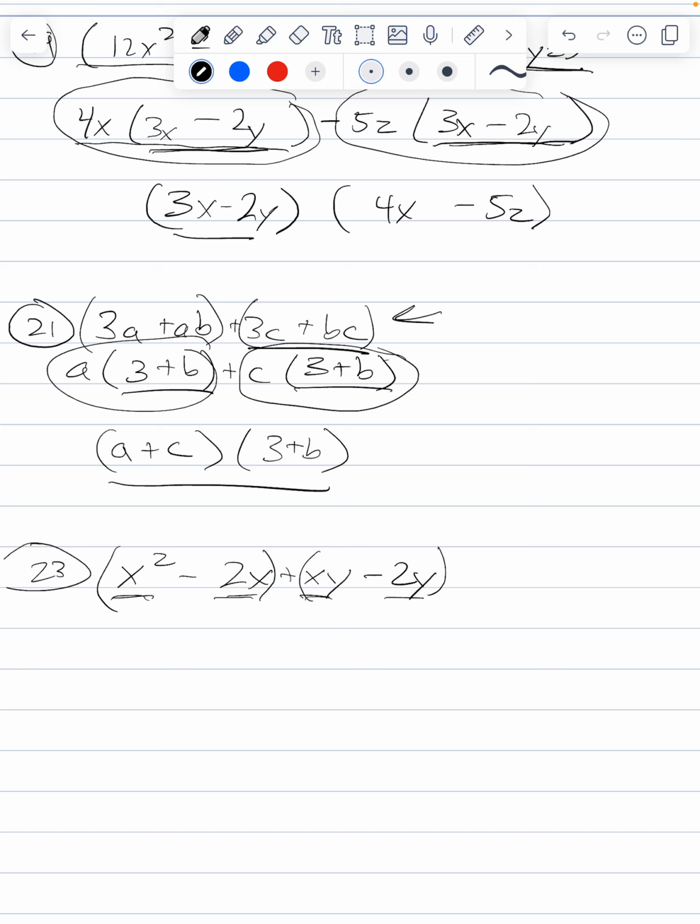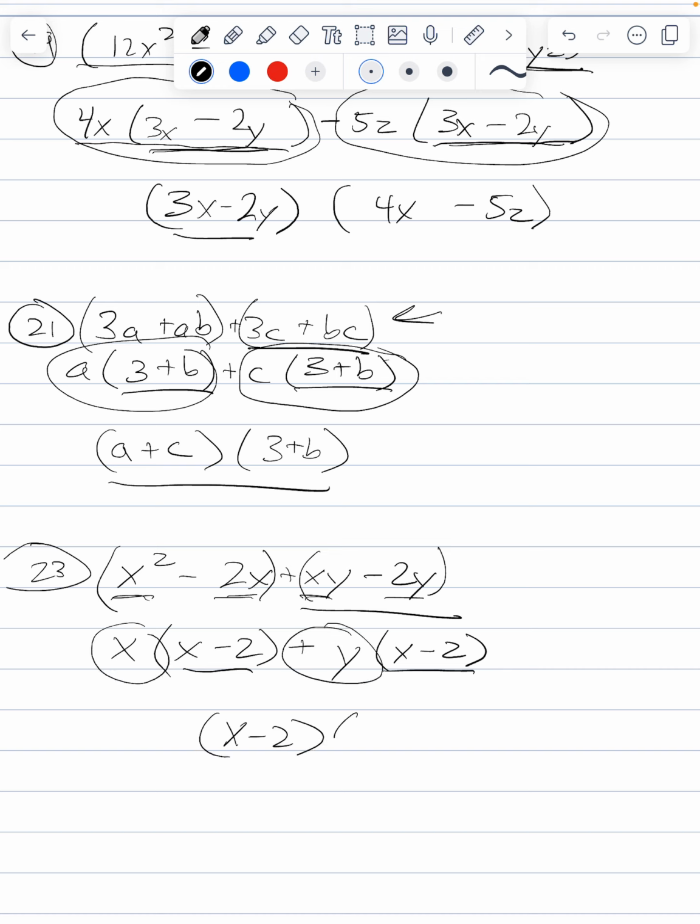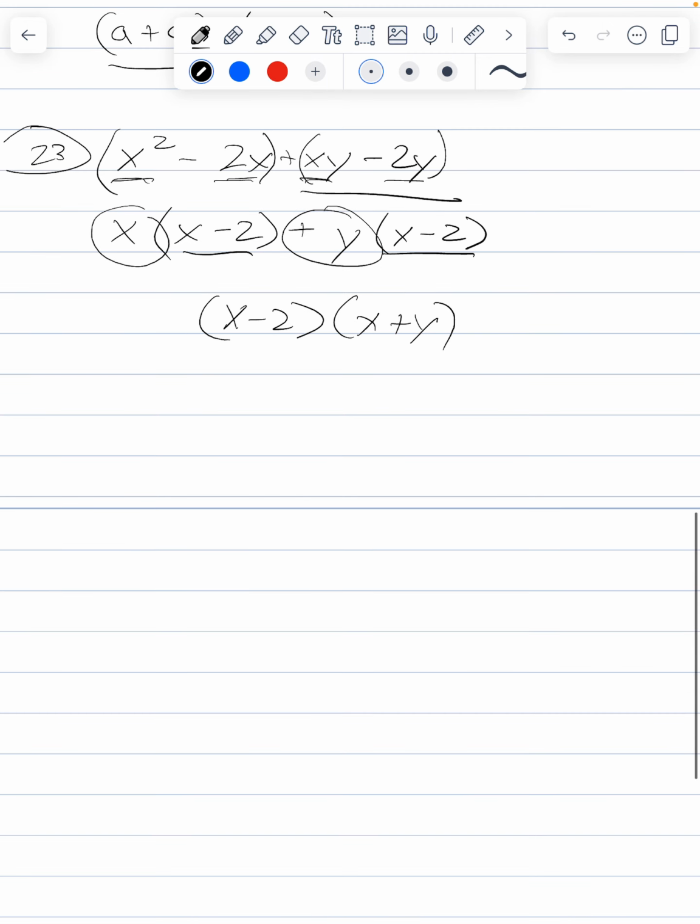So if we do that, I can take an x out by dividing x squared minus 2x by x, leaving me with x minus 2. And then, out of the second term, we can see that a y is a common factor. So we'll divide by y, leaving us with x minus 2. Exciting. X minus 2 is a factor of both. So I can divide that, pull it out. I'm left with x plus y. X minus 2 times x plus y. Oh, look, I was wrong. You guys have 3 more. I didn't flip my paper.